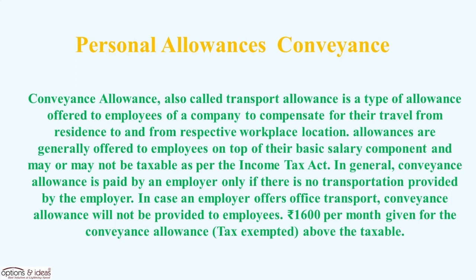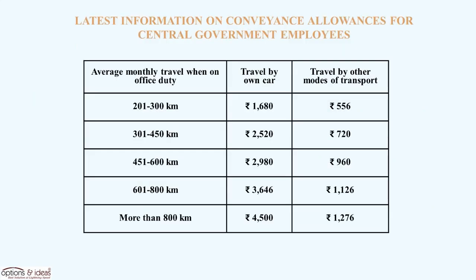1,600 rupees per month given for the conveyance allowance is tax exempted; above that it is taxable. Latest information on conveyance allowances for central government employees. Please see the table very carefully.